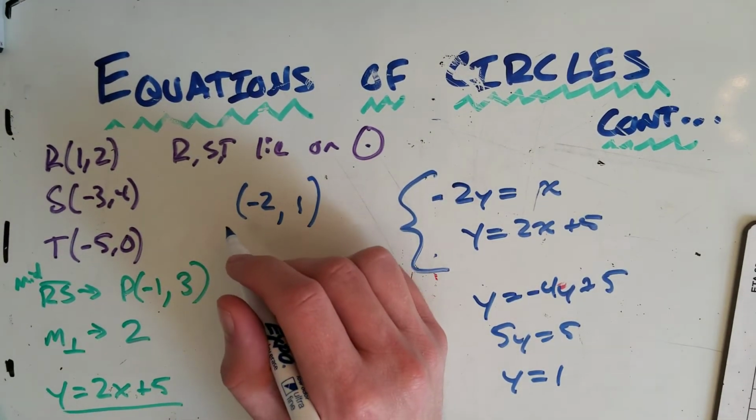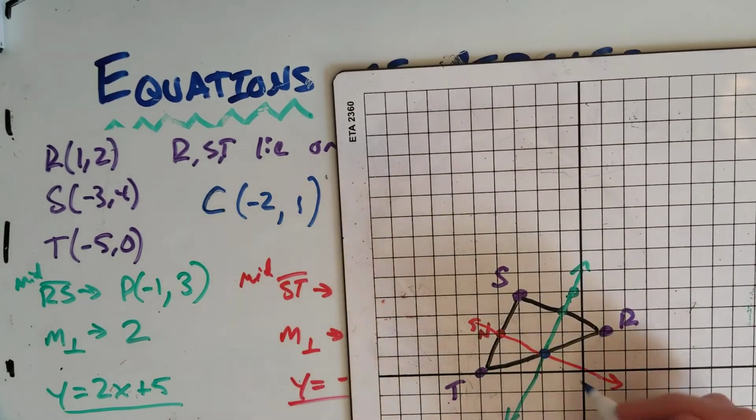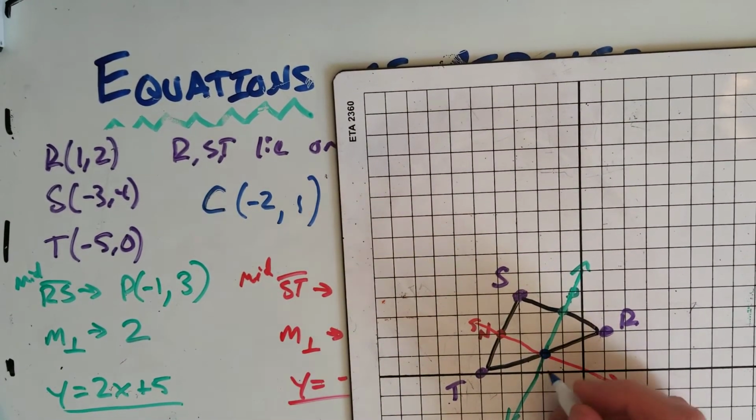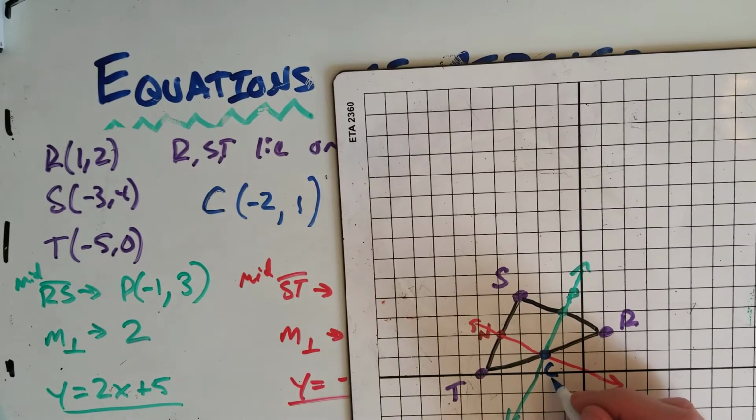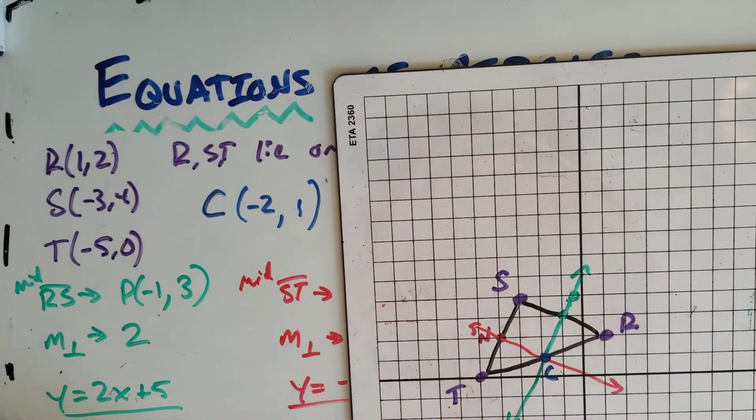So this, we'll call it C for center. This is going to be negative 2, 1. You can see on the graph, that's where they intersect. That's going to be the center of the circle that intersects all 3 of those points.